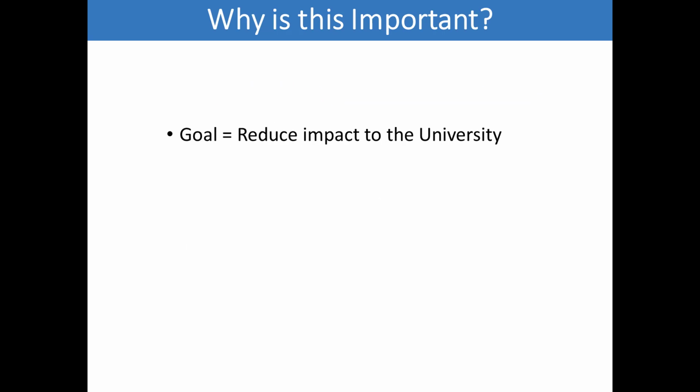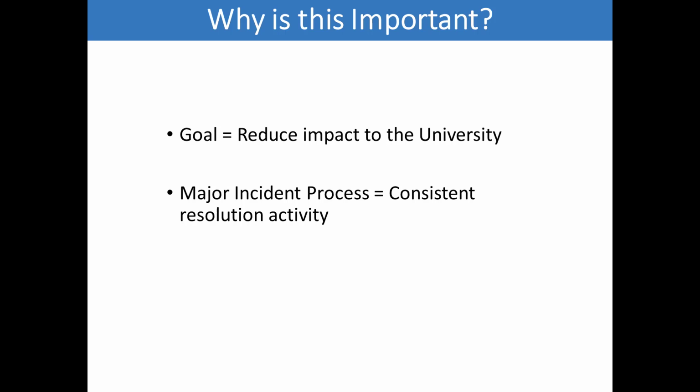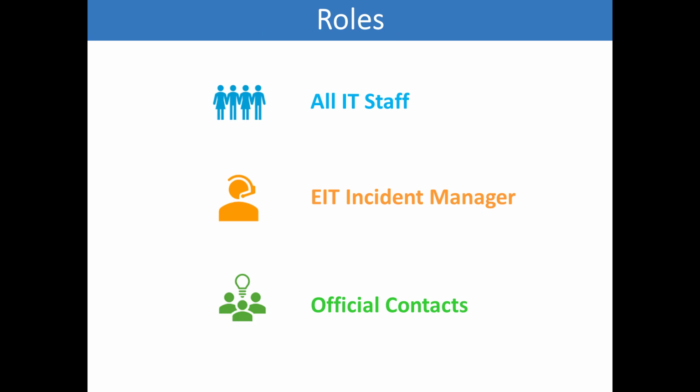When a major incident occurs, the goal is to reduce negative impacts on the university by resolving the incident as quickly and effectively as possible. The purpose of the major incident process is to facilitate the necessary resolution activities in a consistent way.